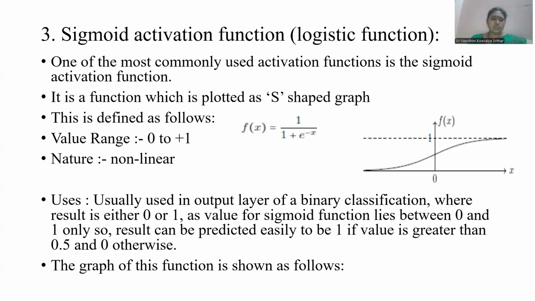It is usually used in the output layer of a binary classification, where the result is either 0 or 1, as the value of the sigmoid function lies between 0 and 1 only. So the result can be predicted easily to be 1 if the value is greater than 0.5, otherwise 0. So if it is above 0.5, we put 1, or else we give 0.